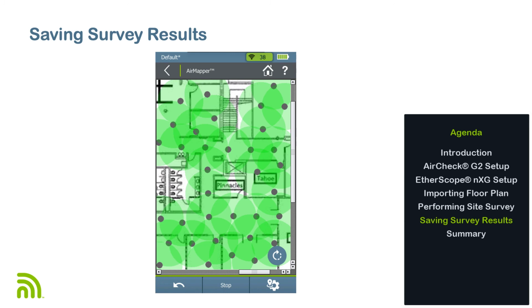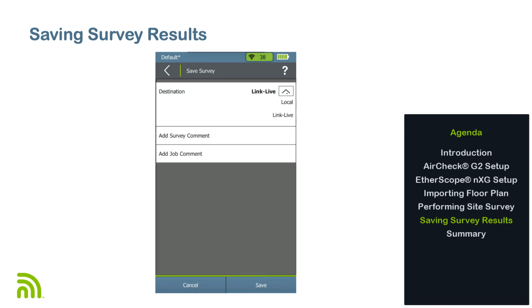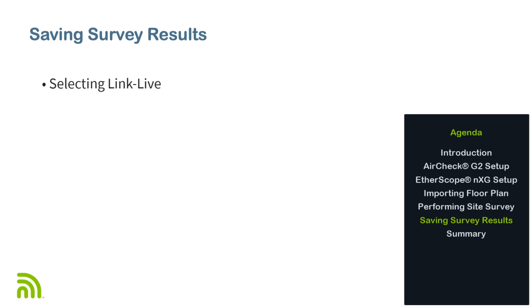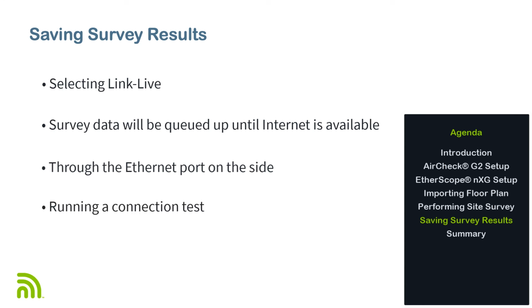On the AirCheck G2, saving your survey results is accomplished by tapping the Save icon. From here, you can select a destination. This can be either Link Live or local. If you select Link Live, the survey will be queued up until the AirCheck G2 has an internet connection. This can be through the Ethernet port on the side or by running a connection test on an available Wi-Fi network.